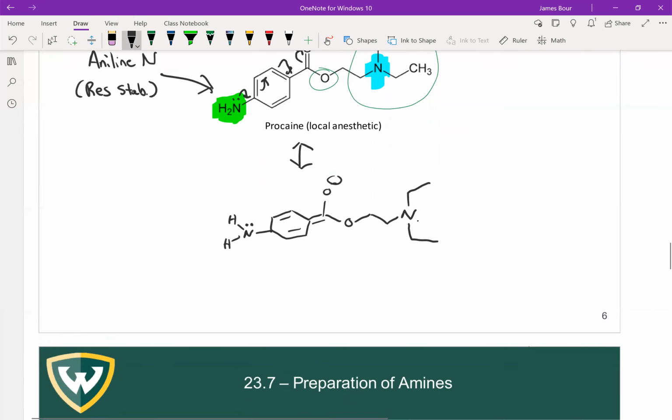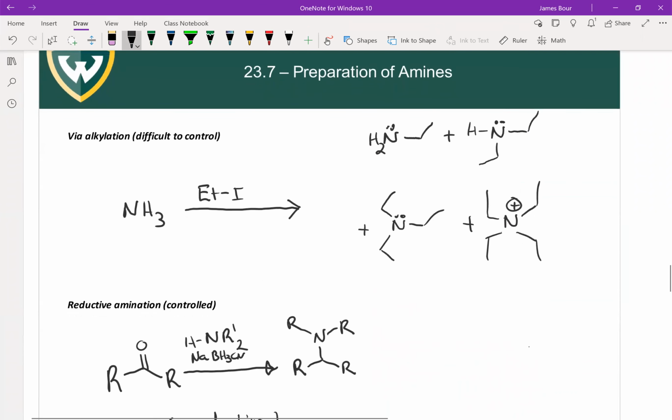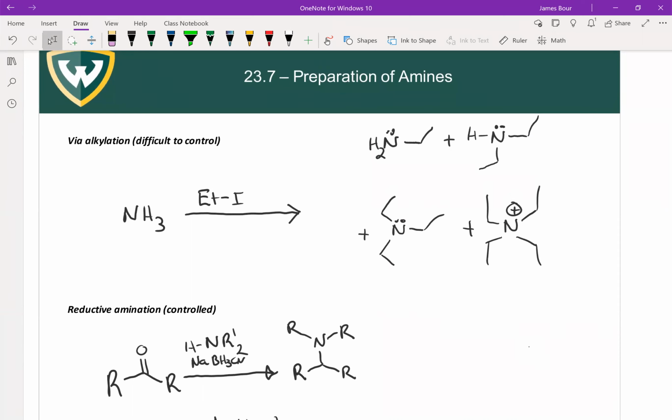All right. So moving on, what are some of the most important synthetic methods for the preparation of amines? Well, with amines, the most common thing bonded to nitrogen, other than hydrogen, is carbon. And so if we want to make an amine that is attached to carbon, say from ammonia, one way of doing so is through alkylation. Here we have ethyl iodide. And what we'll find is that this is actually very difficult to control.